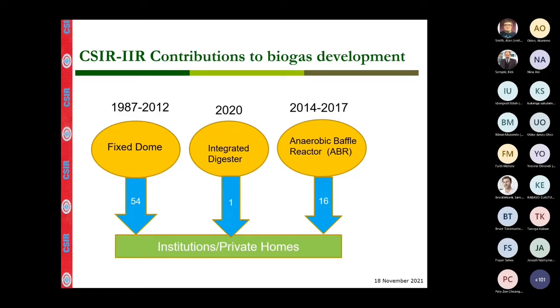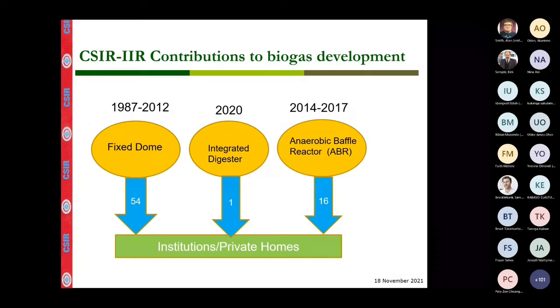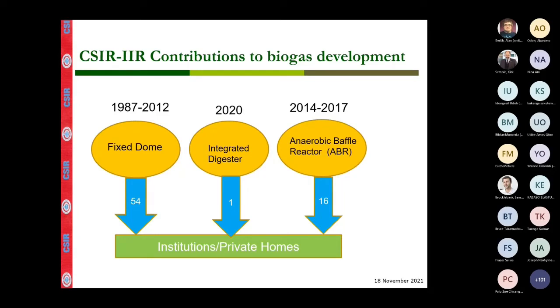In 2020, we developed a new system called the integrated digester. I'll be showing that one to you along the line. It's a different design altogether from the fixed dome. From 2014 to 2017, we introduced a new design that we call the anaerobic baffle reactor. We've built 16 of these in people's homes and institutions. This reactor is very efficient in generating biogas. At the same time, the cost of building this system is quite lower than that of the fixed dome.